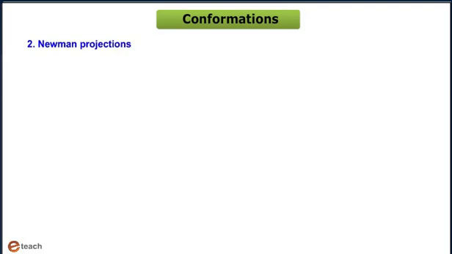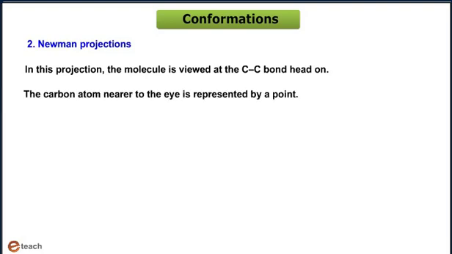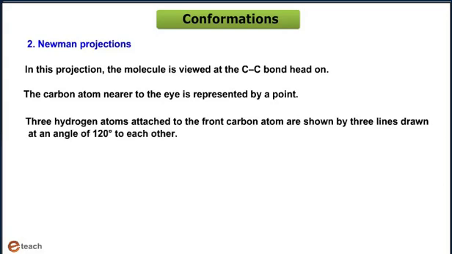The second type of projection is Newman projection. In this projection, the molecule is viewed at the C-C bond head-on. The carbon atom nearer to the eye is represented by a point. 3 hydrogen atoms attached to the front carbon are shown by 3 lines drawn at an angle of 120 degrees to each other.